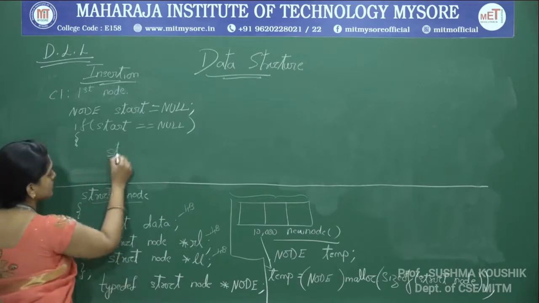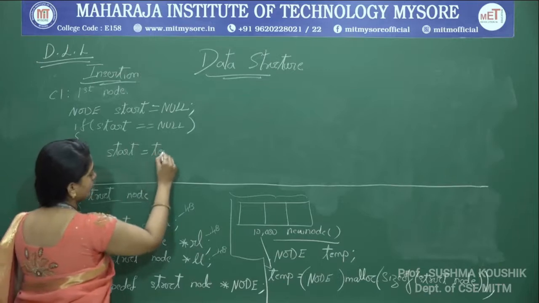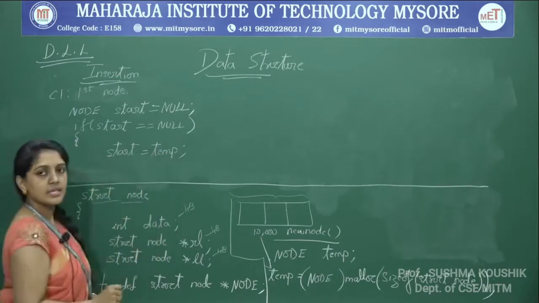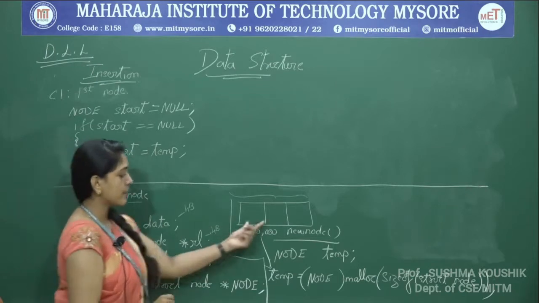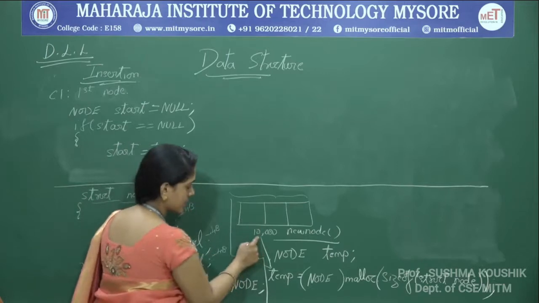So, what will I do? Start is equal to temp. So, on this line what happens? Start itself is temp for us. So, temp comes over here and sets, so this is with some valid address 10,000.